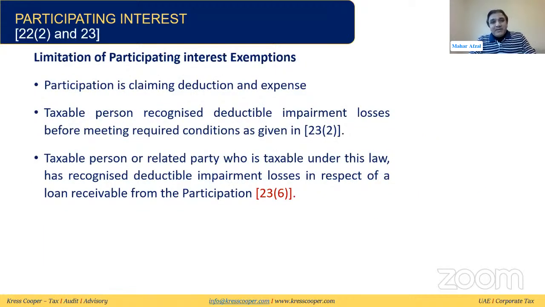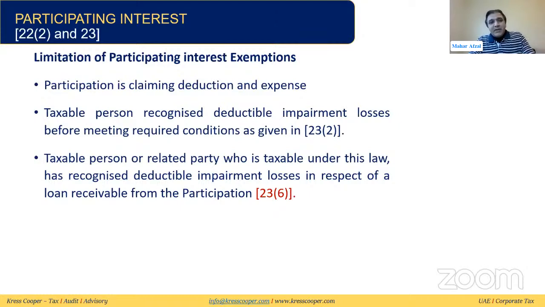Limitation of participation interest exemption. This is basically what we have discussed. This income will be exempt. We have discussed the different classes of income: dividend, impairment, gains and losses. Then we discussed exchange gains and losses, other distribution, gain on the transfer. All these will be exempt, but this exemption will not be available if there are certain limitations.